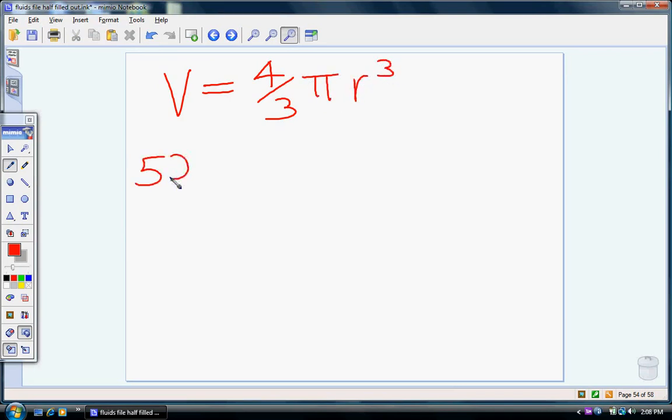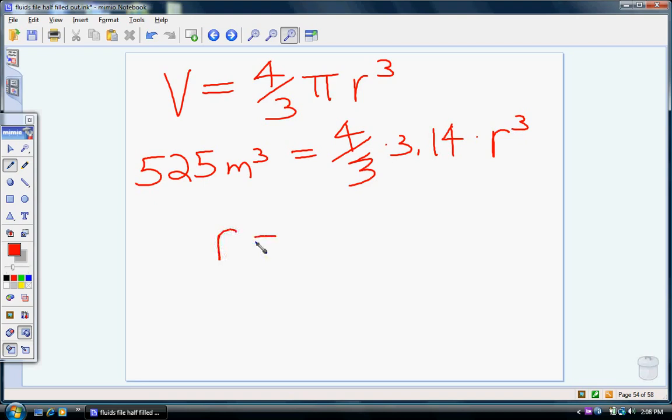Now, I know the volume of a sphere is 4/3 pi r cubed. So the 525 meters cubed equals 4/3 times 3.14 times r cubed. And if I solve that for r, it comes out to be about 5 meters. To take the cube root, I use the little exponent button to the 1/3. I know some calculators have a cube root button. I couldn't find it, so I just did it that way.